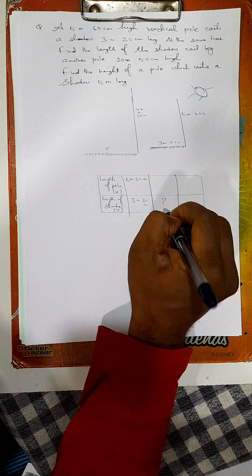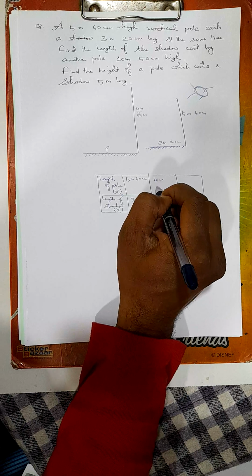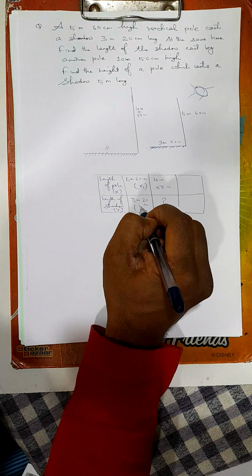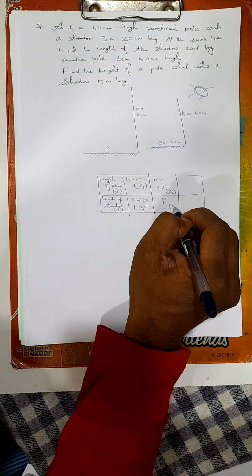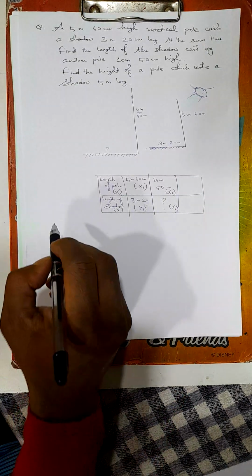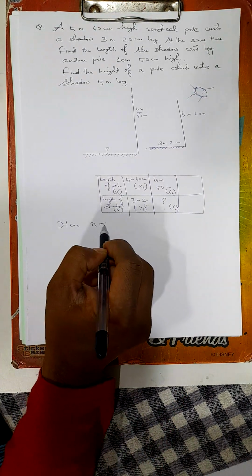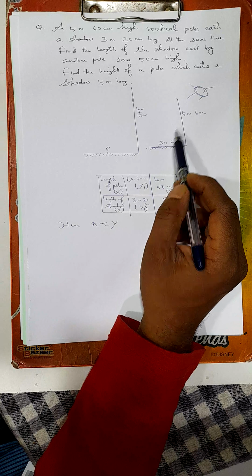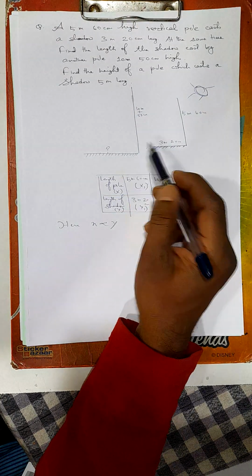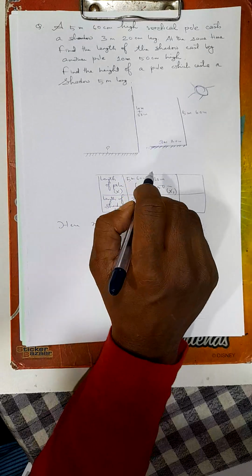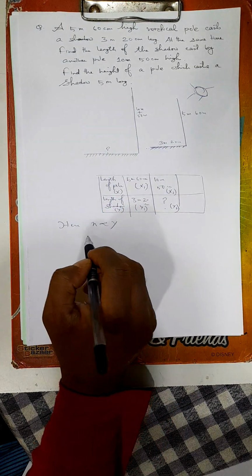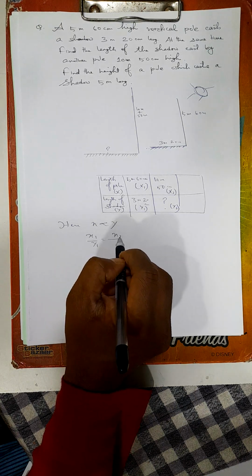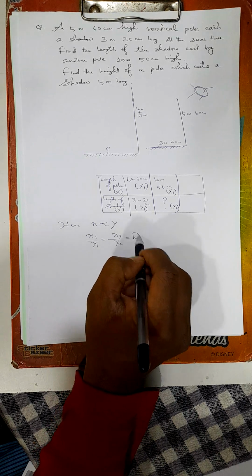Now we have to find the length of the shadow cast by 10 meter 50 centimeter. Suppose this is x1, this is y1, x2, y2, right? Here x is directly proportional to y, right? More is the length of the pole, more would be the length of the shadow. If the pole is longer, shadow would be longer. So x is directly proportional to y. That means x1 by y1 equals x2 by y2 equals k, constant.